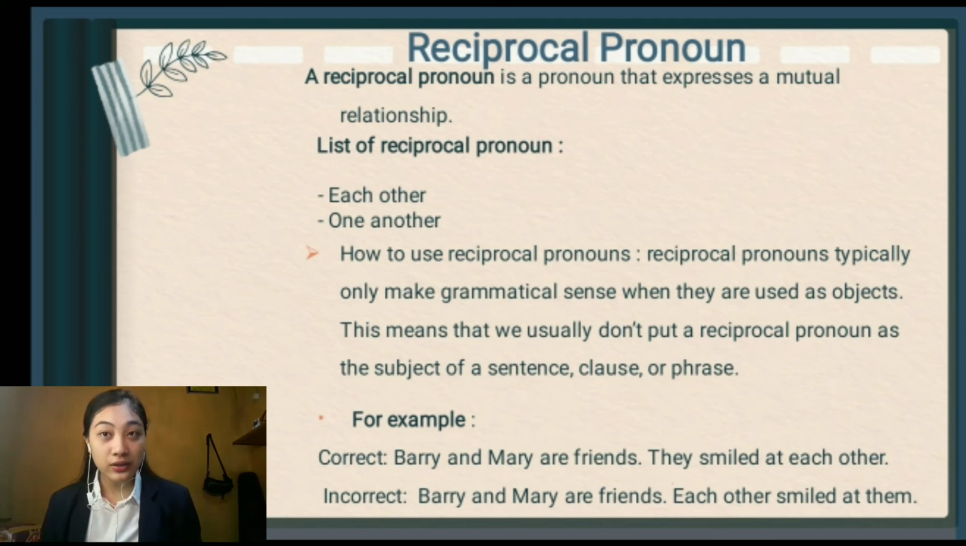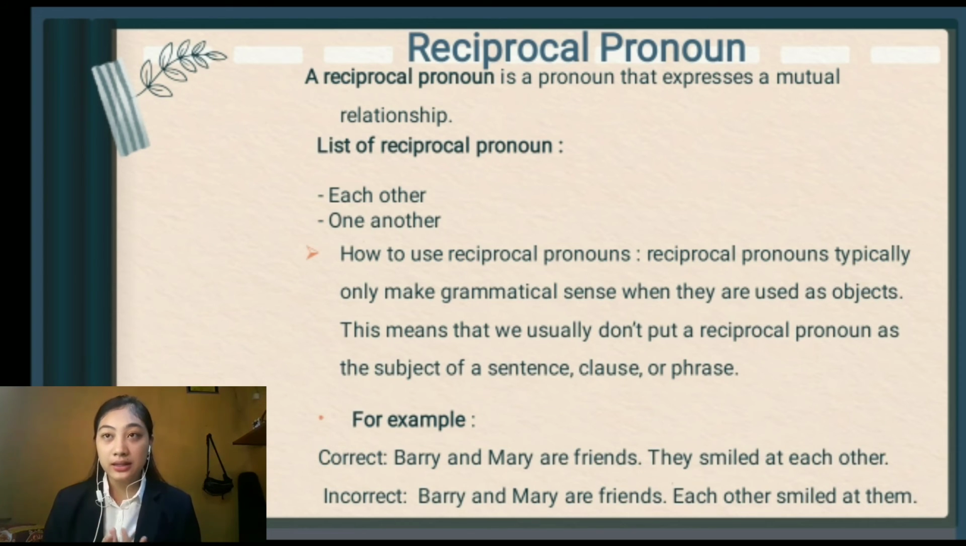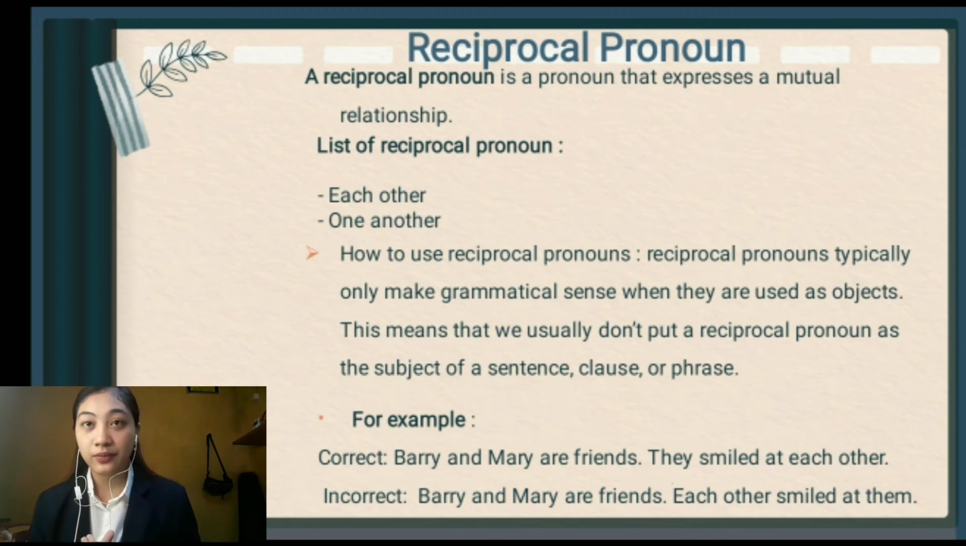And how to use reciprocal pronouns? There is one important thing to know about reciprocal pronouns that separates them from other pronouns. Unlike other pronouns, reciprocal pronouns typically only make grammatical sense when they are used as objects. This means that we usually don't put reciprocal pronouns as the subject of a sentence, clause, or phrase.